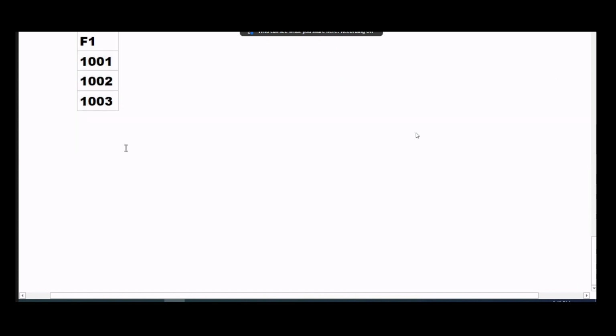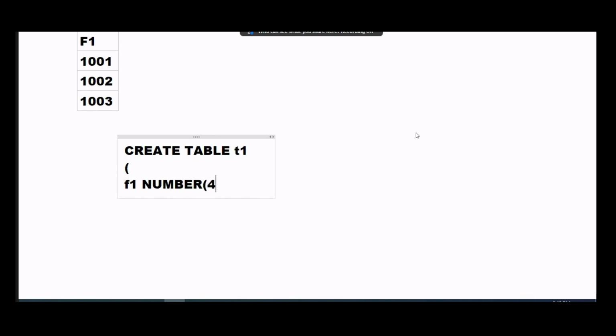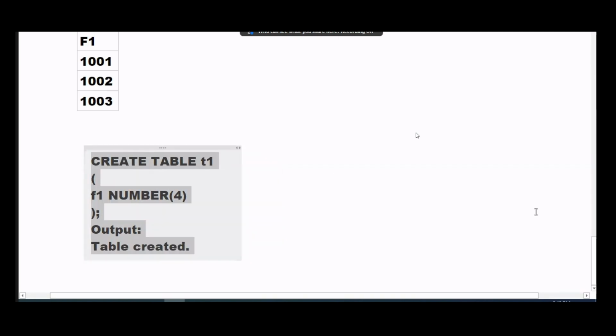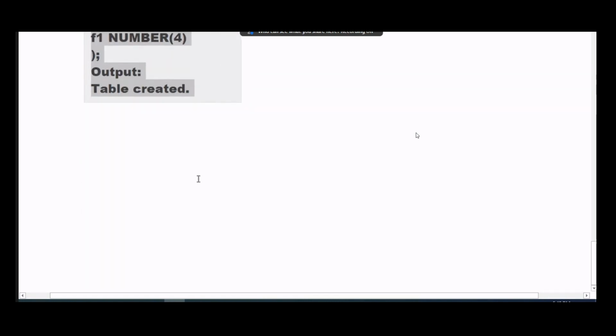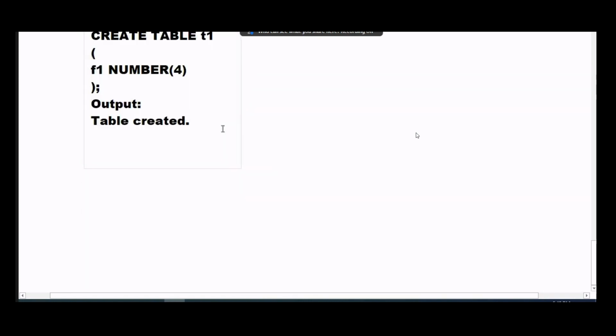What have we tried to do to create this table? Create table. What is the table name? T1. What is the first column name? F1. Which data type? Number, precision 4, bracket close, semicolon. What output does it give now? Table created. Okay, the table is created. Now in this table, I want to insert a record. I'm writing an insert query here. Insert into T1 values 1001.